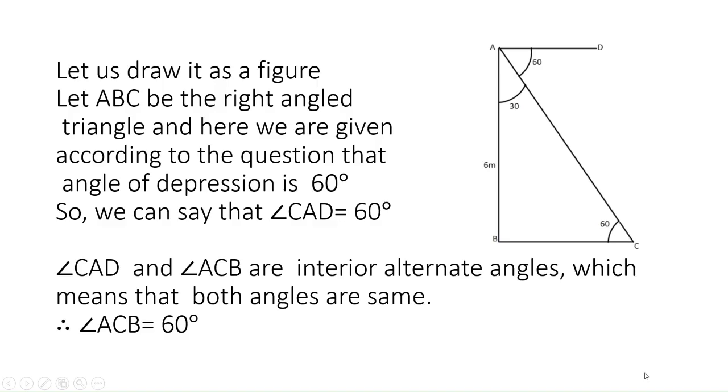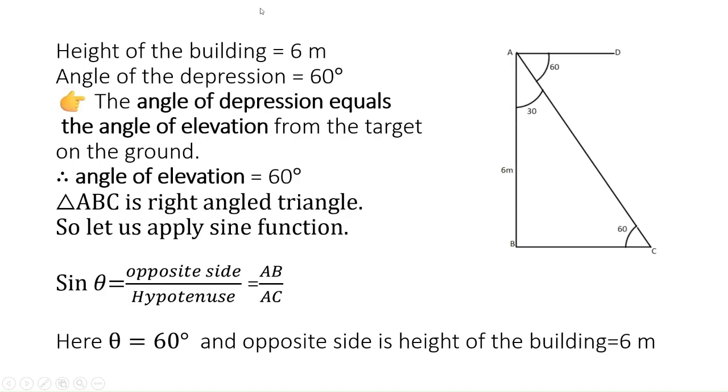Right. Now what is given again? The height of the building is 6 meters and the angle of depression is 60 degrees. The angle of depression equals the angle of elevation from the target on the ground, that we have concluded with the help of alternate interior angles. So the angle of elevation becomes 60 degrees here. Now we have this acute angle of 60 degrees, and ABC is a right angle triangle, we are saying.